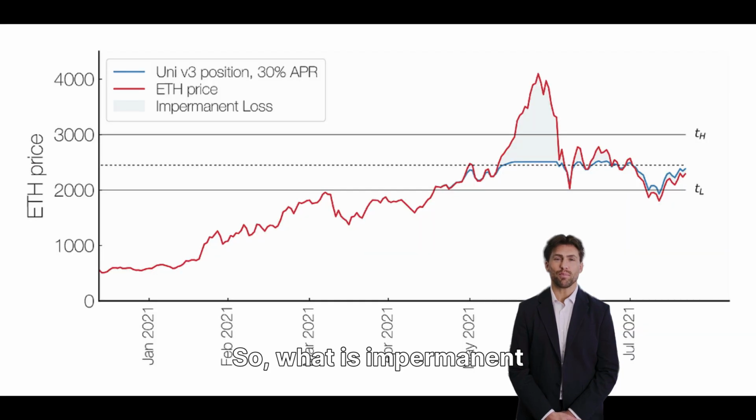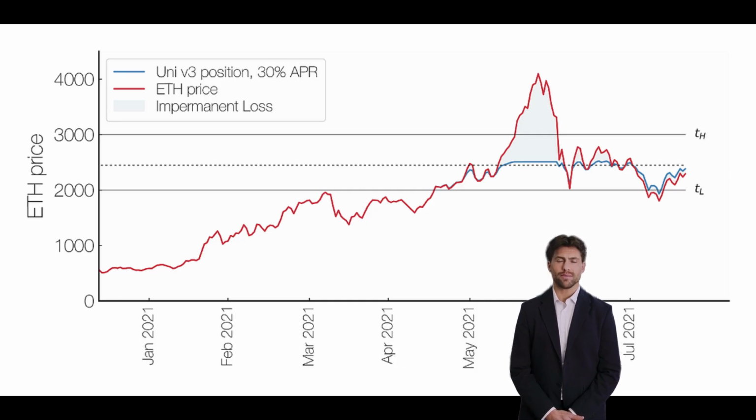So, what is impermanent loss? It's the temporary loss of funds that can occur when providing liquidity to a pool compared to holding the assets in your wallet. For instance, if you had held onto your ETH and USDC instead of providing them as liquidity, you might have gained more value than what you earned in fees. That's why choosing the right price range is critical in Uniswap V3.